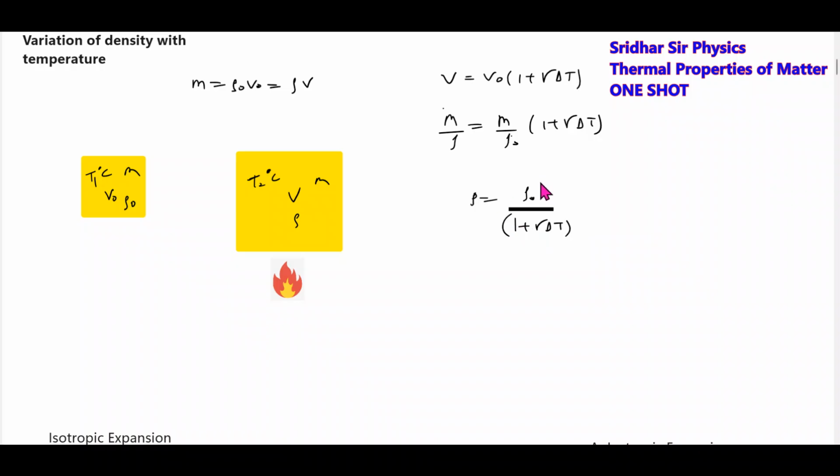So the density of the substance will decrease, or we can write it as rho naught into 1 minus gamma delta T by binomial expansion. As we increase the temperature, the density of the substance will decrease. And there is one condition to remember: volume of the substance will increase, density will decrease. Rho will be less than rho naught, and V will be greater than V naught.